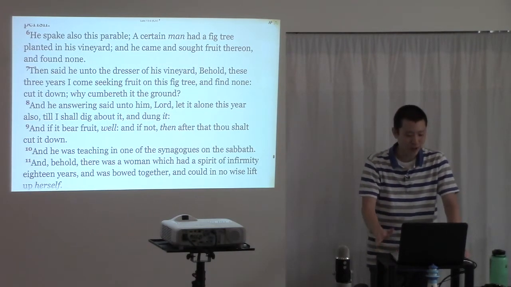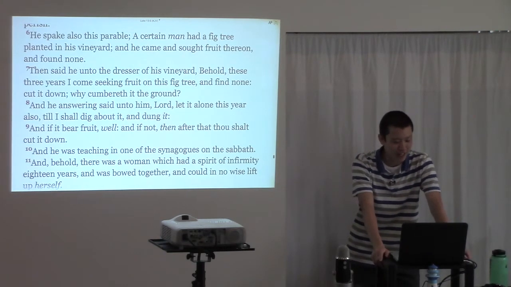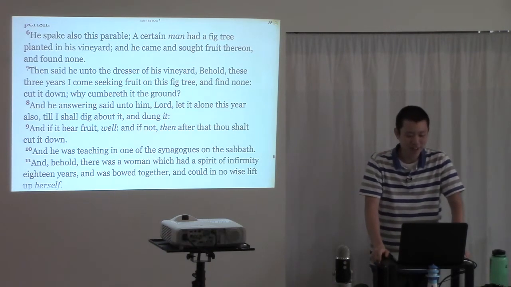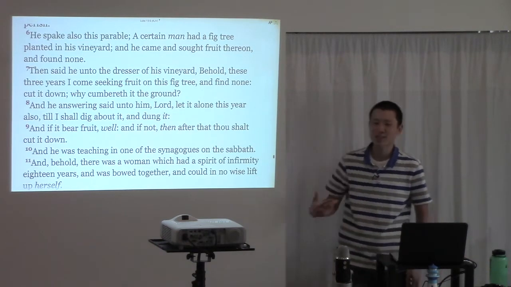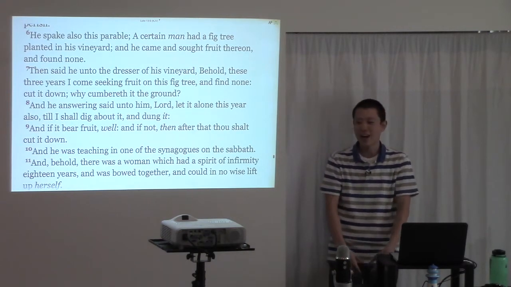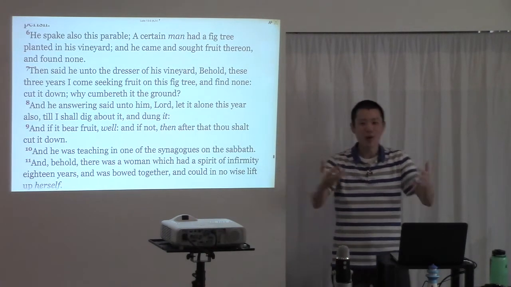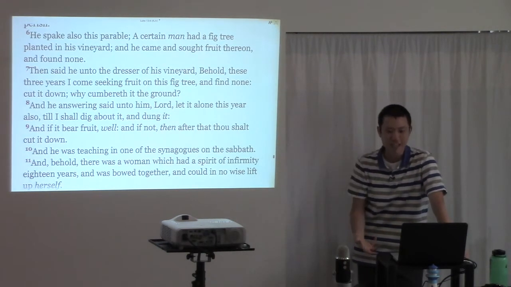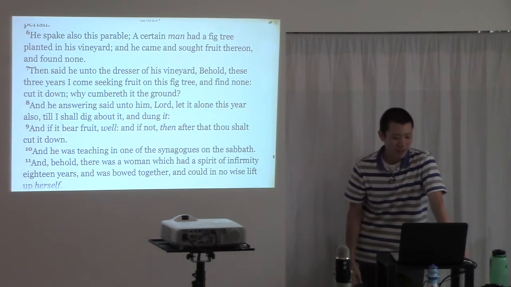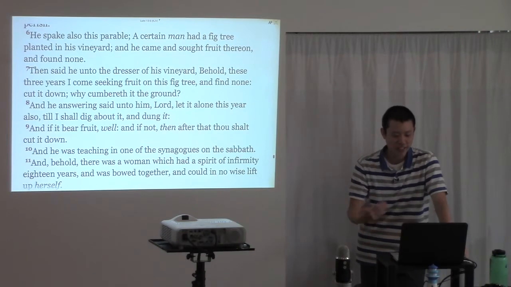He says, "Behold, these 3 years I come seeking fruit on this fig tree and find none. Cut it down." And look at this. "Why cumbereth it the ground?" So you see how this fruitless fig tree, it's not just neutral. It's actually drawing nutrients from the soil. I mean, you think about it, it's taking up space. It's taking sun that could be otherwise given to the trees or the plants underneath it. And this is why God wants to get rid of it, because it actually does draw resources.